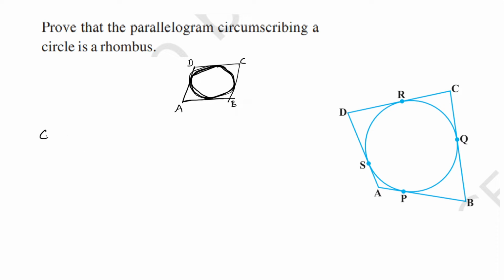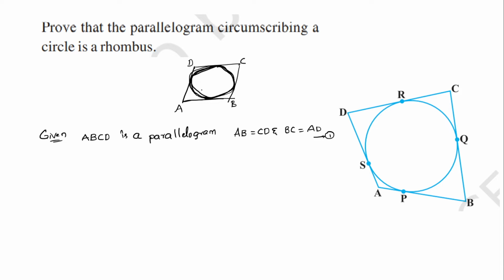So given, ABCD is a parallelogram. So from the properties of a parallelogram, we can conclude that opposite sides are equal. So AB is equal to CD and BC is equal to AD. So this we can write from the properties of a parallelogram.